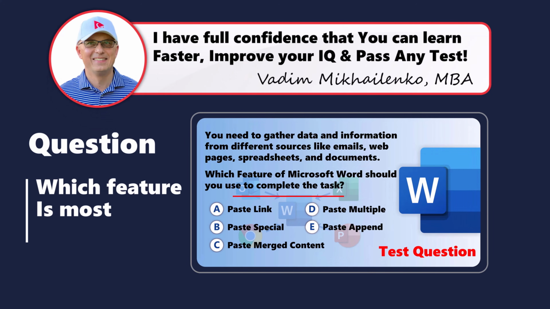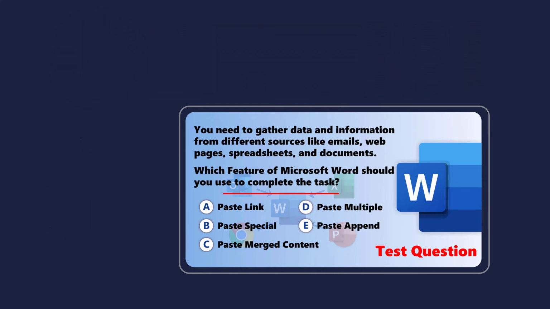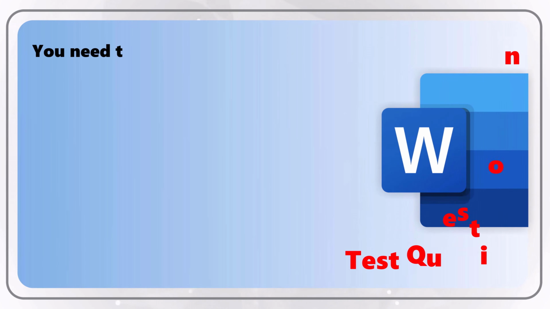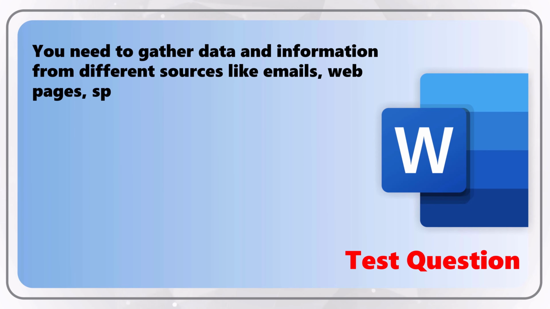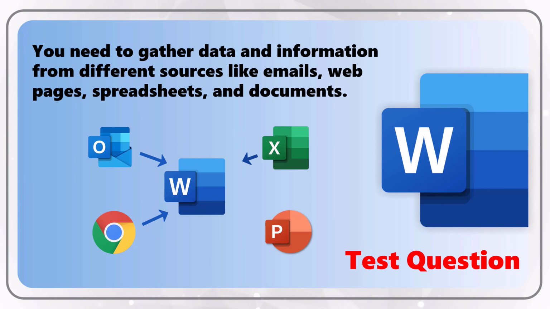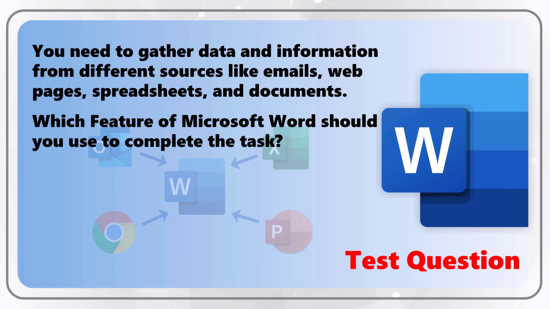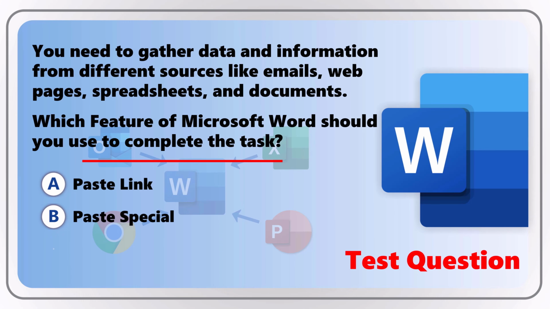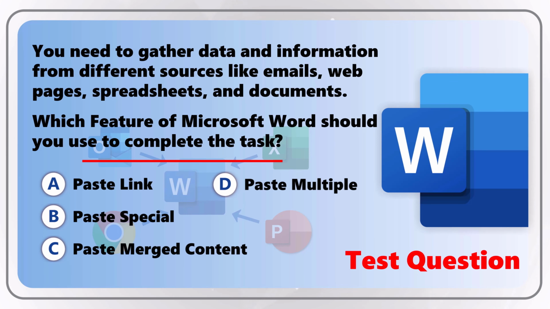Here's a thought-provoking assessment test question. In addition to boosting your reasoning skills, it teaches you a skill that you can use regularly. You need to gather the data and information from multiple different sources, like emails, web pages, spreadsheets, and documents. Which feature of Microsoft Word should you use to complete this task? You're presented with 5 possible choices. Choice A, paste link. Choice B, paste special. Choice C, paste merged content. Choice D, paste multiple. And last but not least, choice E, paste append. Take a close look to see if you can recognize the right feature of Microsoft Word.